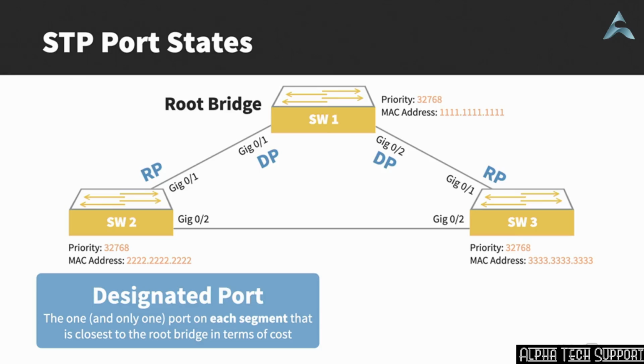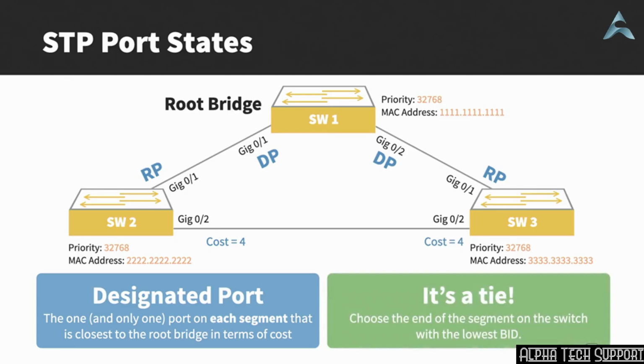However, what about that segment between SW2 and SW3? If I'm on the SW2 side of that link, it's a cost of 4 to get to the root. But the challenge is, it's also a cost of 4 if I'm on SW3. Which end of this segment do I use? It's a tie. The tiebreaker is to look at each end of that segment, and whichever end is connected to a switch with the lowest bridge ID, that's the winner. SW2 has a lower bridge ID because it has a lower MAC address than SW3, so the designated port for that bottom segment is going to be on SW2.